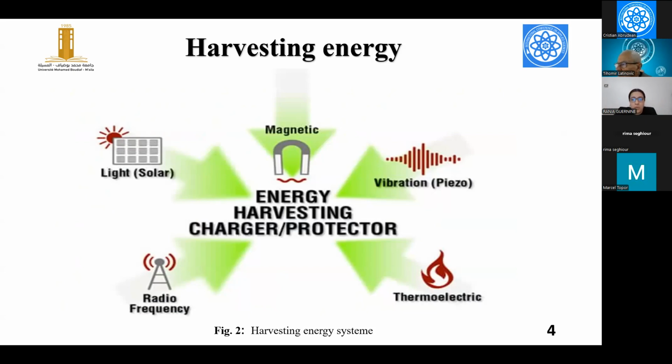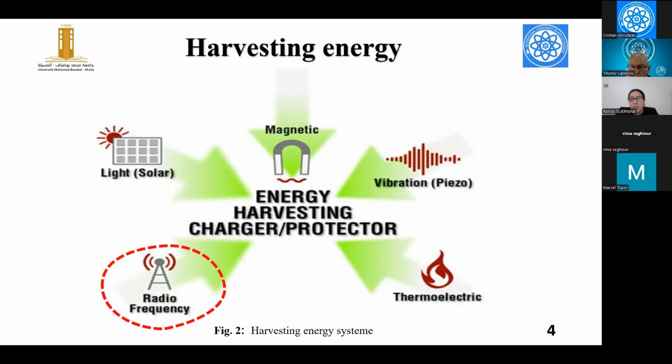This figure shows the renewable energy sources. For example, solar energy using photovoltaic cells, magnetic vibration, and thermoelectric energy. Also, we have radio frequency energy. In our work, we are going to use radio frequency energy. This energy is available in the environment in a huge amount because it comes from communication networks, for example satellites, Wi-Fi, or digital TV and others. Also, it is present on all days and at all times, which means in all conditions.